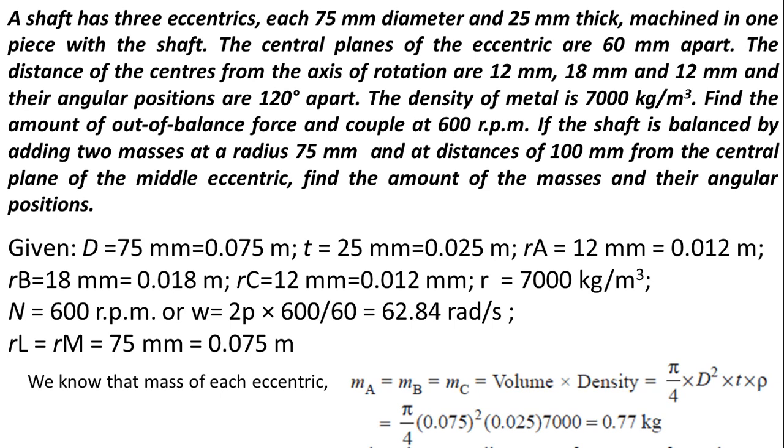out of balance force and the couple at 600 rpm, and if the shaft is balanced by adding two masses at a radius of 75 and distance of 100 mm from the central plane of the middle eccentric, find the amount of masses and their angular positions. So from this question, you have to first take down the data.